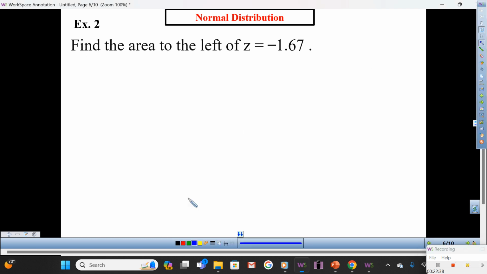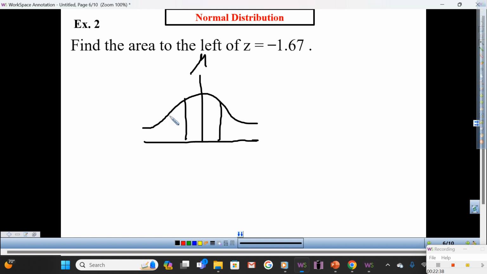All right, I think we got it. Here's my bell curve, the mean, the mu, and then 1 standard deviation, 2 standard deviations, 3 standard deviations. So negative 1.67 is about right here, almost close to the 2. So you're looking at everything to the left of that.